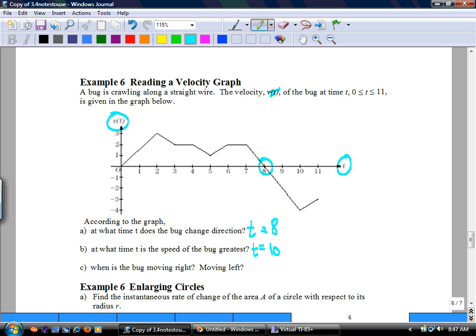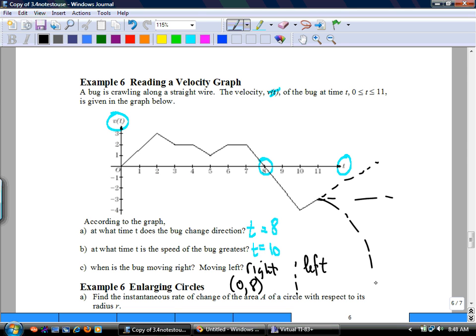C. When is the bug moving to the right? 0 to 8. When is the bug moving left? 8 to 11, or at least... No, it's still moving right, left, because we don't know. It could be doing this, or this, or this, depending on how long the wire is. So left, we would say from 8 to infinity, maybe.